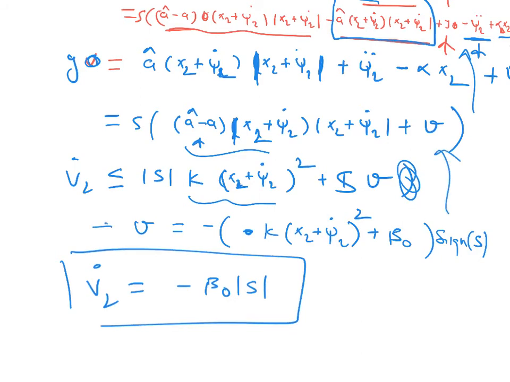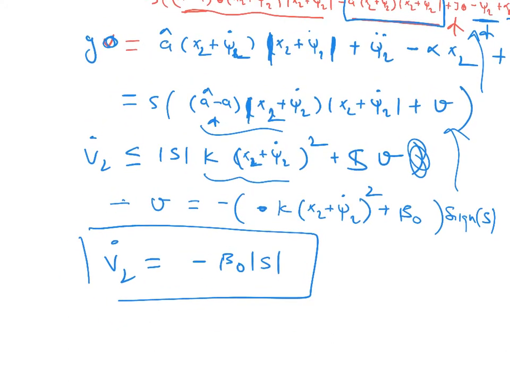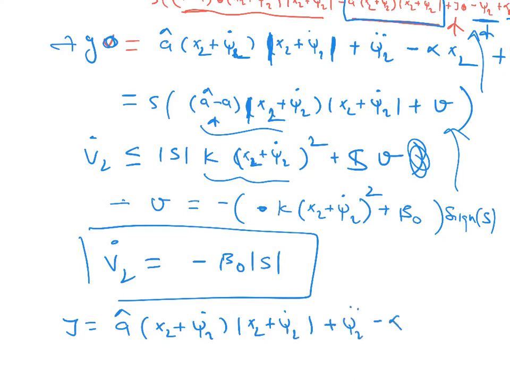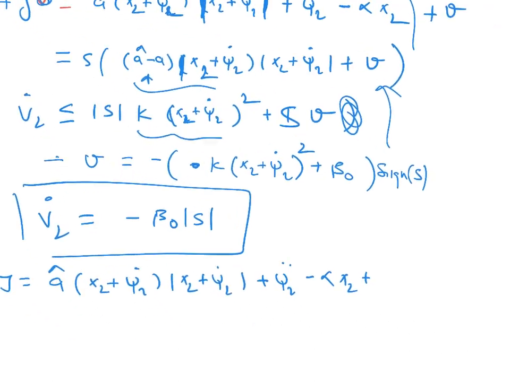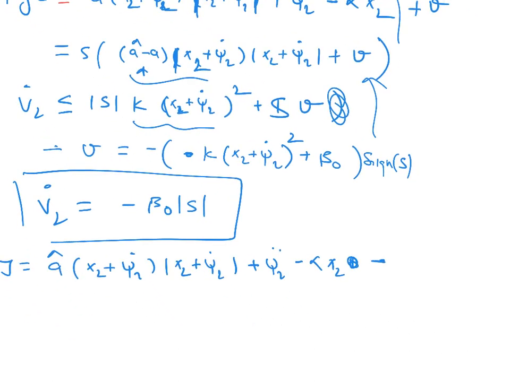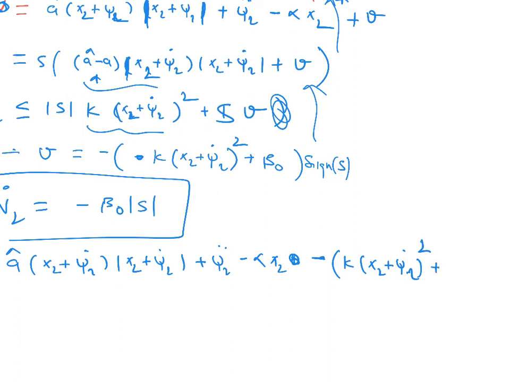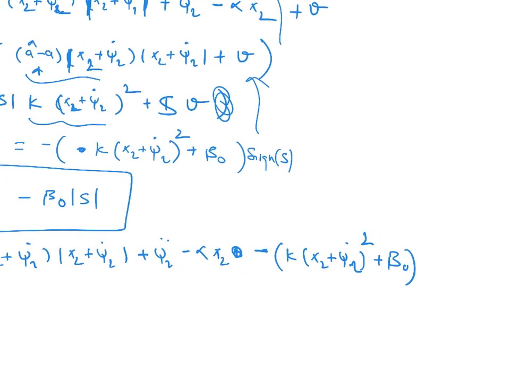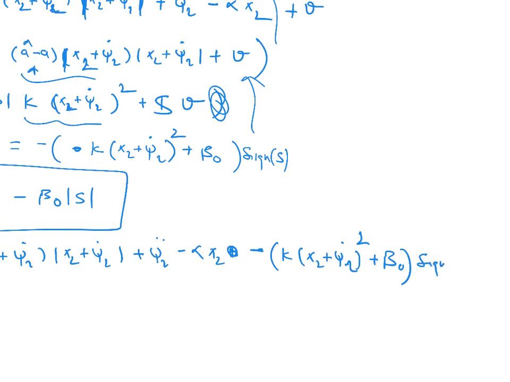So mu means my control will be, my control is this, right here. So my tau basically is equal to a hat x2 plus psi r dot into x2 plus psi r dot plus psi r dot minus alpha x2 plus, minus of k x2 plus psi r dot squared plus beta 0 into sign of s. What is sign of s? What is s actually?